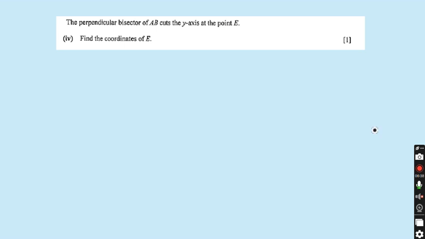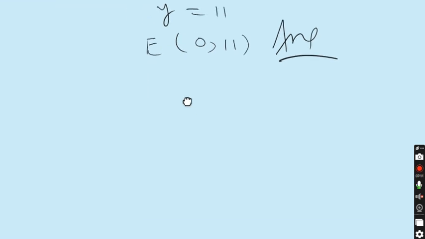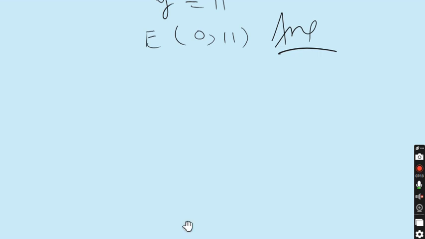So we have the equation of the perpendicular bisector from the previous part, that is y plus 2x is equal to 11. This perpendicular bisector cuts the y-axis at the point E. So when the line cuts the y-axis, the value of x must be 0. Therefore, the coordinates of E are x is 0 and y is 11. So very easy part. I hope you completely understand parts number 1 and 4. Move to next part.